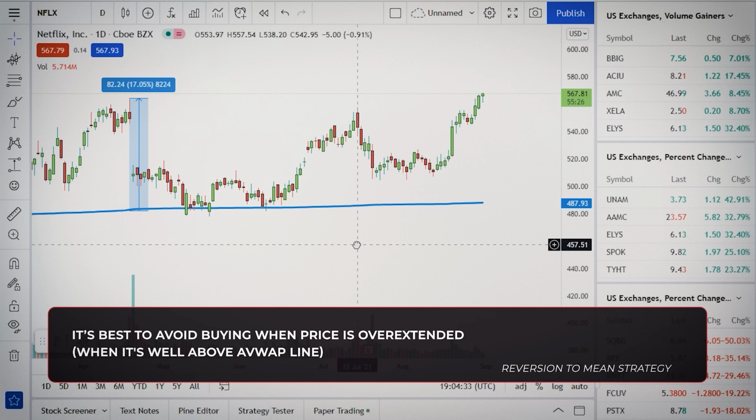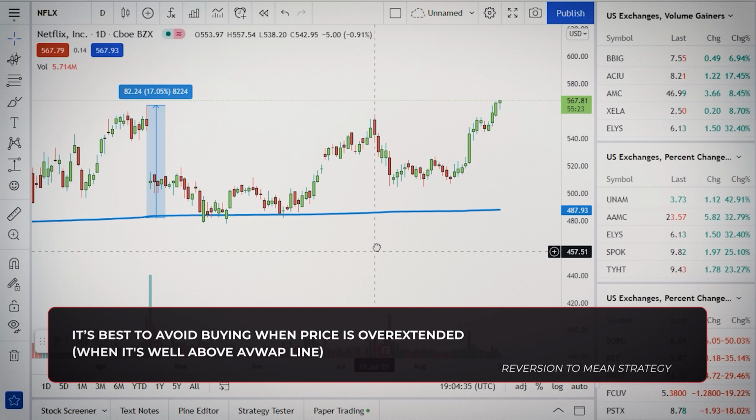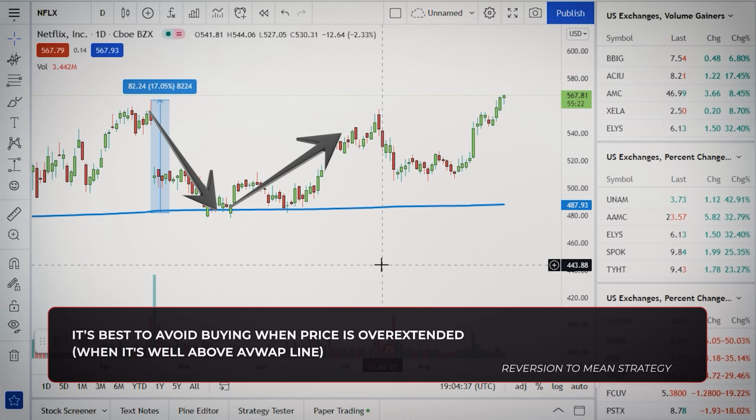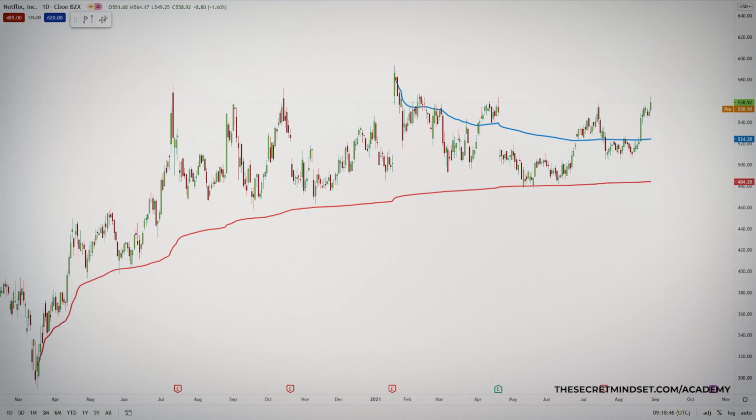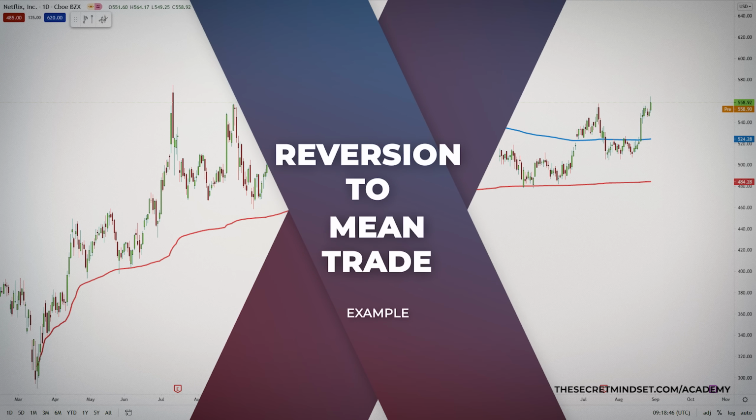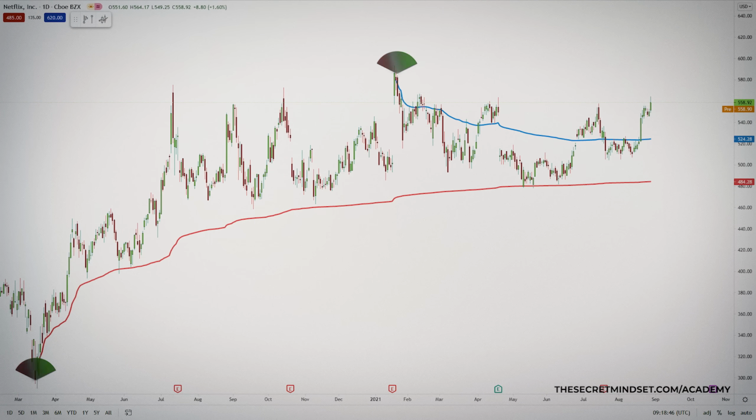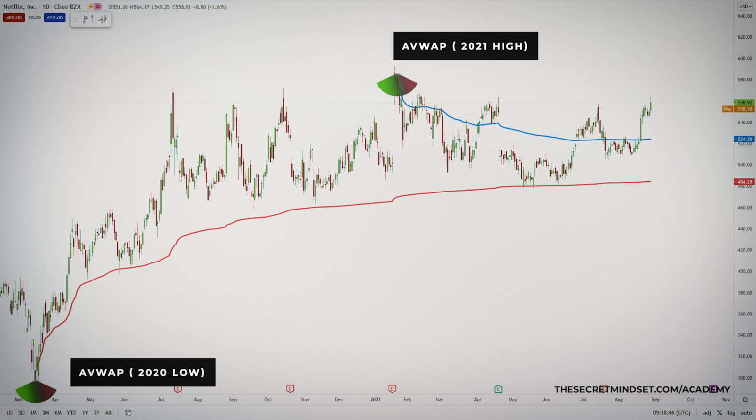In some cases, this percentage will be even higher. Generally, it's best to avoid buying when price is overextended. If you are adventurous, you could try a reversion to the mean. Let's add another anchored VWAP at this year's high, right here.